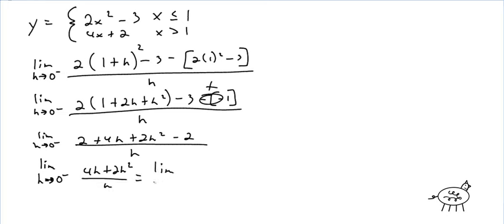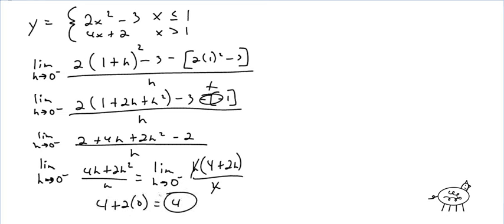The constants cancel, and we get 4h plus 2h squared all over h. And then I can rewrite this by factoring out an h: h times 4 plus 2h over h. That cancels. And then I can do direct substitution. So that's going to be 4 plus 2 times 0, which is equal to 4. Okay, so that's the slope of the line coming from the left-hand side.